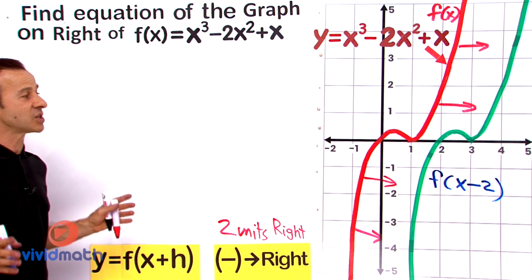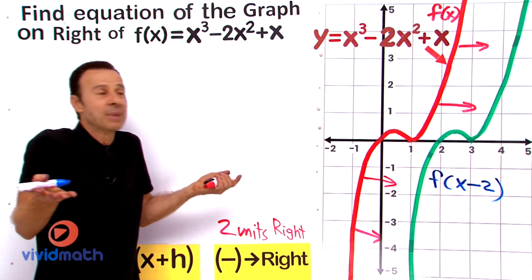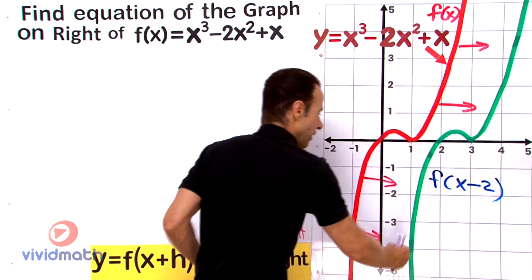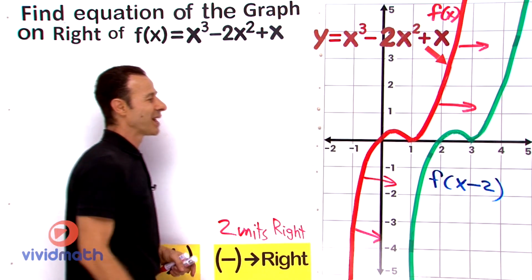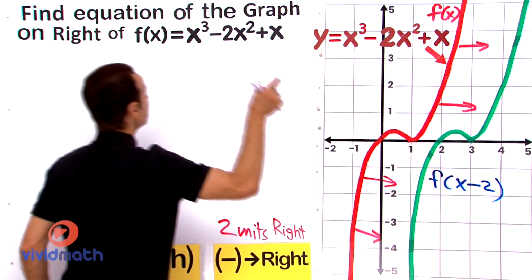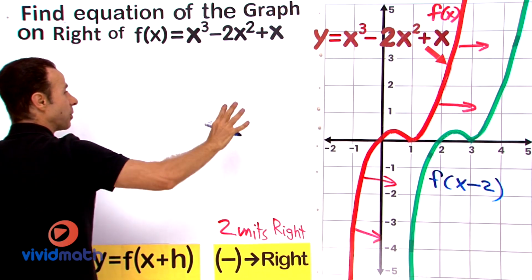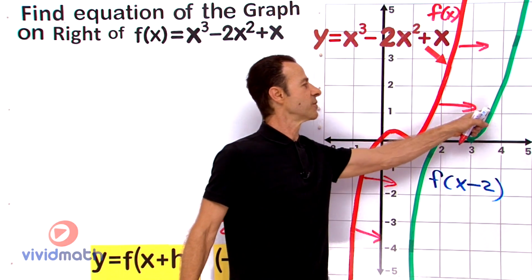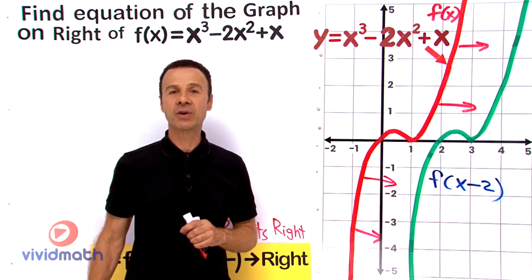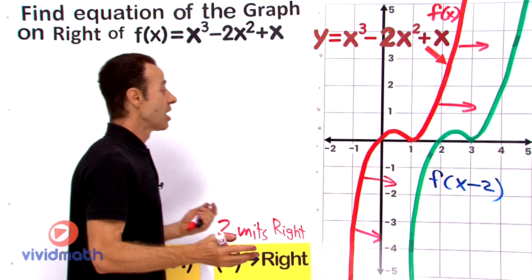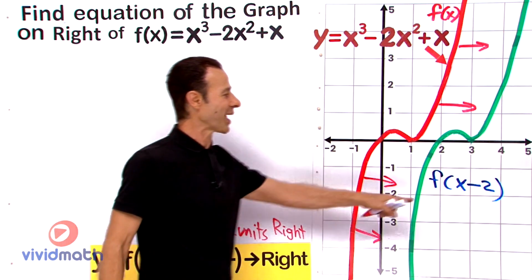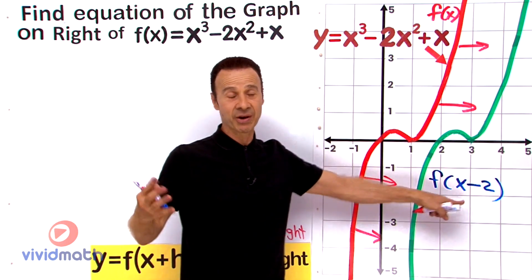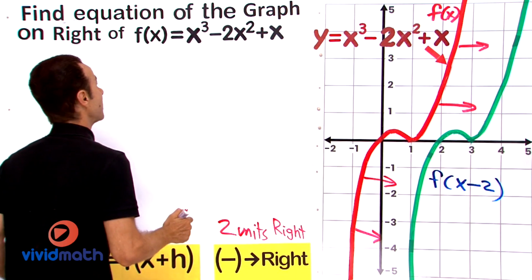Okay, we've established it's function x minus 2, but how do we come up with the equation of this green function there? Well, all we have to do is substitute x minus 2 into this equation, simplify it, and we'll have the new equation for this function over there on the right. So let's go ahead and substitute in there. Anytime we see an x, we're going to replace it with x minus 2. So let's substitute straight into that.